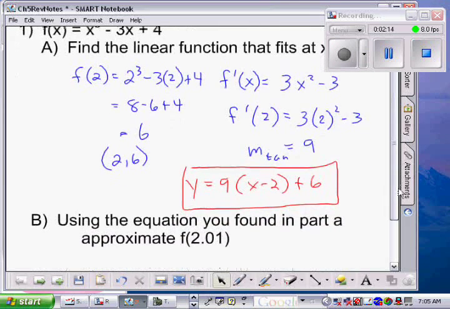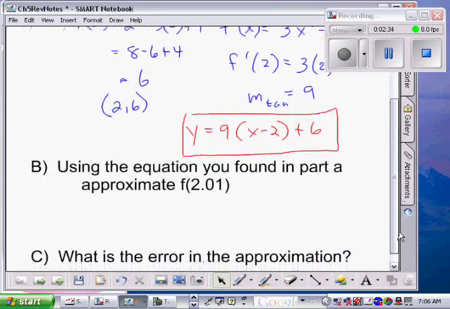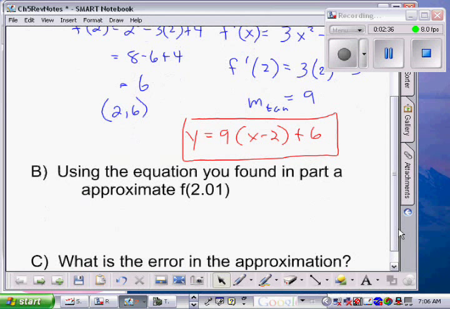Now, the next question, be careful, because if I remember right, on the test people put this into weird places. It says, using the equation you found in part A, which is the boxed in red one, approximate f of 2.01. I think people plug it back into the original equation, but you don't do that until the next part. All you're going to do on this part is plug that 2.01 into that equation. So it becomes 9 times (2.01 minus 2) plus 6.